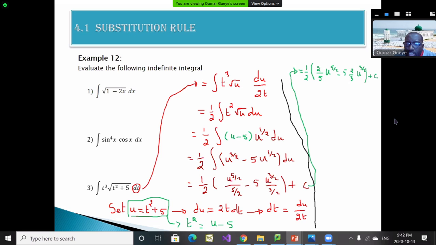Now if I drop the brackets, the 2 cancels out. So when you put it inside the 1 over 2, we'll get 1 over 5 here, and u to the power 5 over 2. And you put this one, the 2 cancels, we'll get minus 5 over 3 u to the power 3 over 2, plus now the constant c. Is it okay up to here?